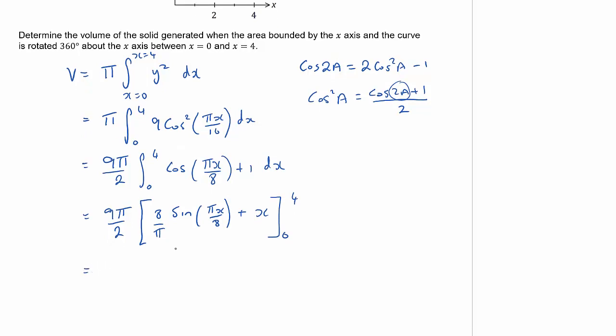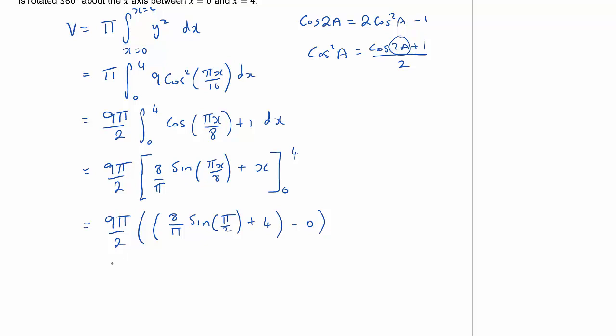Okay, so we have 9π over 2. Now using the top limit of 4, we'll have 8 over π, and then 4π over 8 is π by 2, so it'll be sine of π by 2 plus 4, and both of those will be 0 if we substitute 0 in.